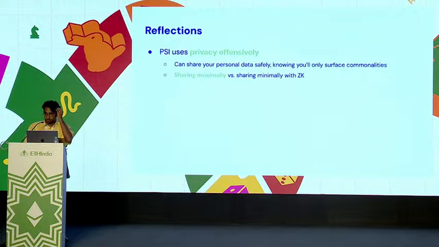One nice thing about private set intersection, or PSI, is that it uses privacy offensively. ZK as a tool, for example, is focused on selective disclosure. It's literally focused on revealing the minimum amount of information you can. So even though it's privacy preserving, it's not very good for connecting with people, because you're really trying to hide parts about yourself.